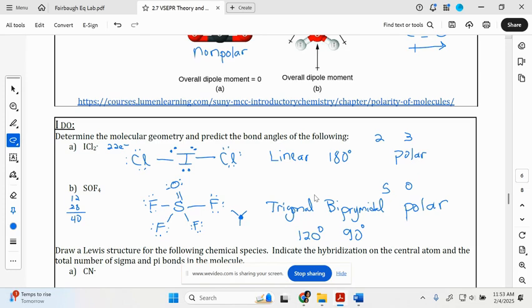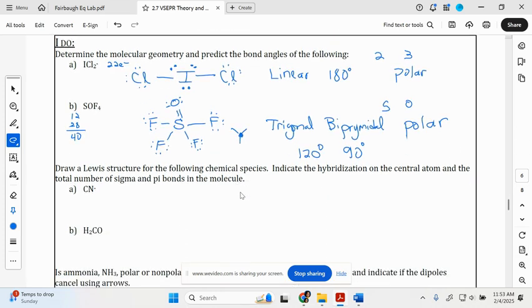Tomorrow on your quiz, you're going to get that chart that I gave you. So you don't have to have it memorized. You just need to know how to use it. All right. We're going to draw the Lewis structures for these. We're not doing anything with hybridization, so don't worry about that. And then we'll talk about sigma and pi.